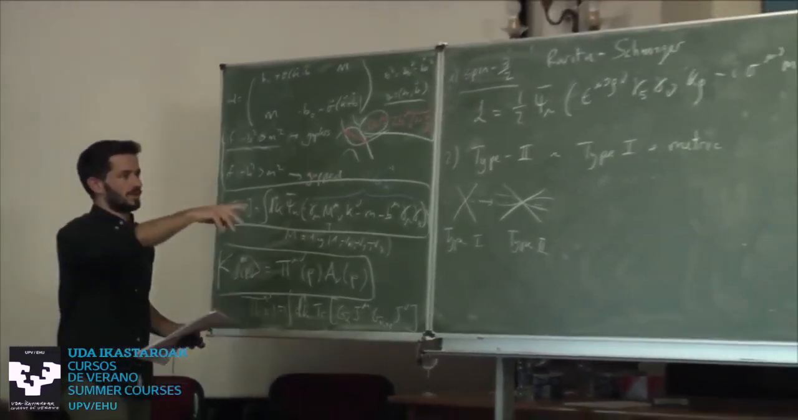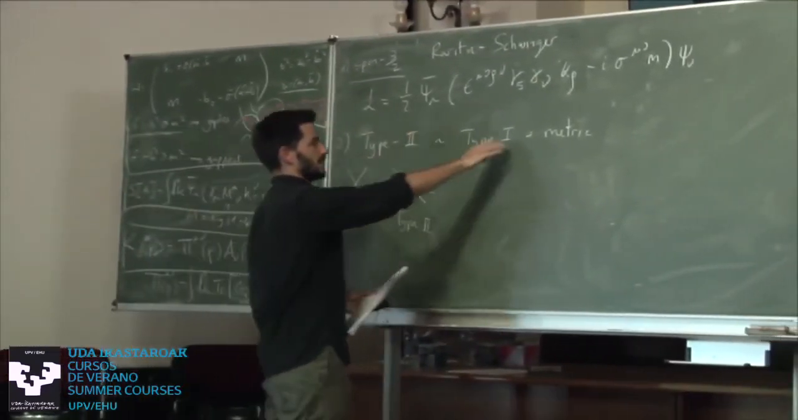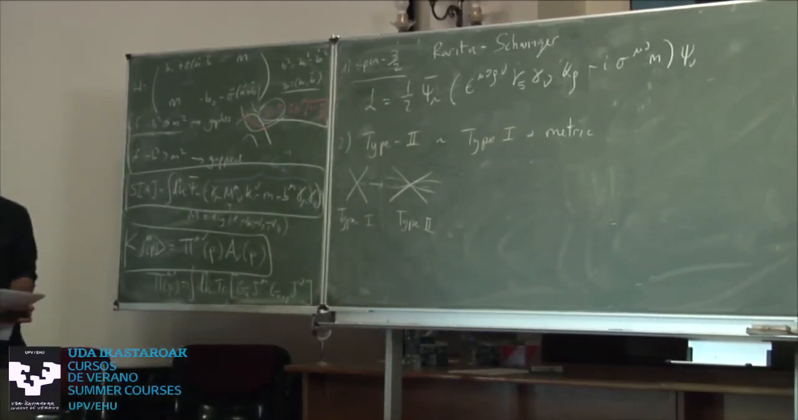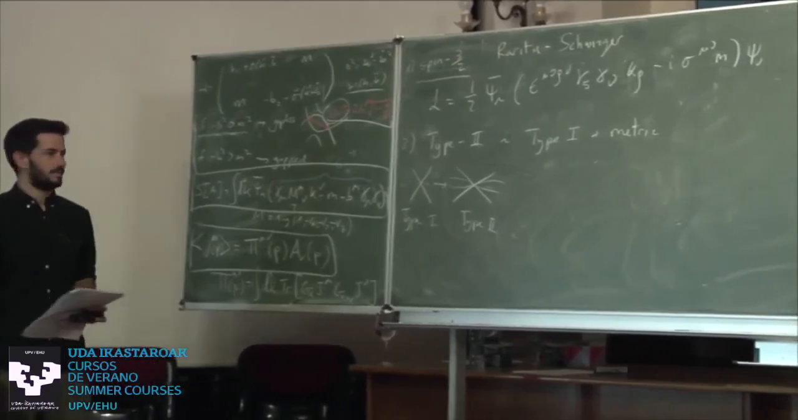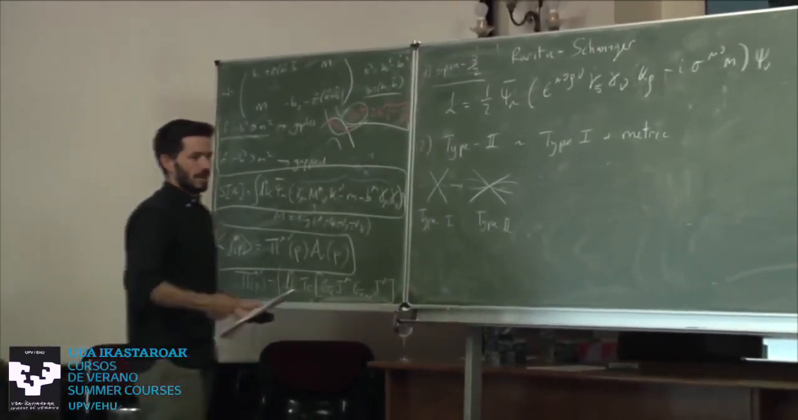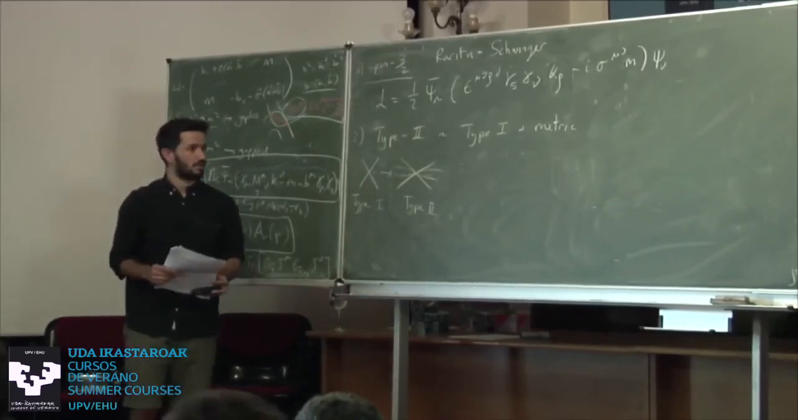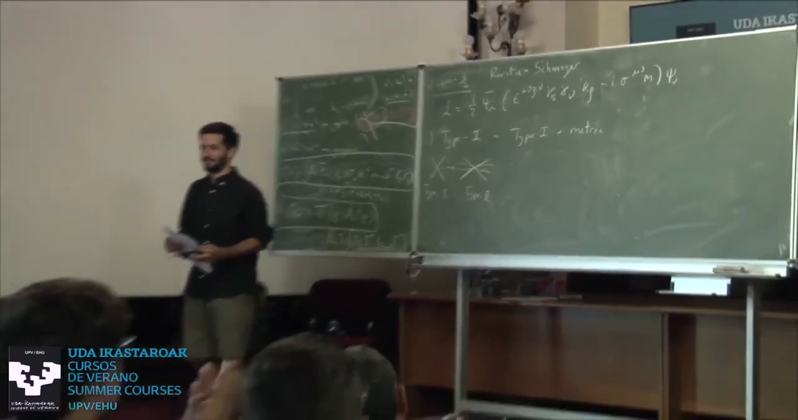Once you start thinking that type 2 is type 1 plus a metric, you can go back to all the gravity books that you like and start asking what this means for actual experiments. And yeah, I think that's all I wanted to say. So thanks for your attention.